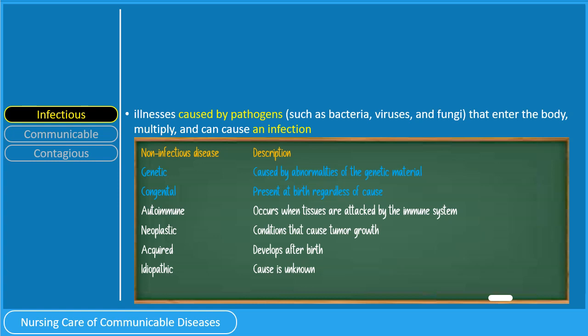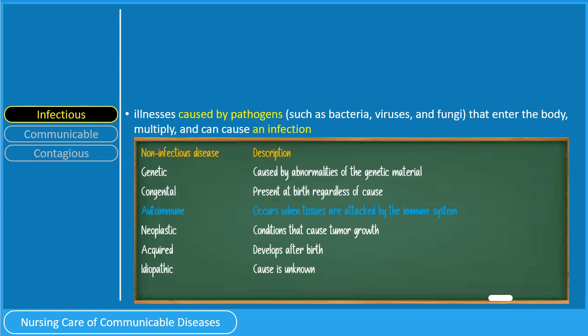Diseases are said to be genetic when they are caused by abnormalities of the genetic material. Autoimmune diseases occur when the body cannot recognize self from non-self and tissues are attacked by the immune system. Conditions that cause tumor growth are termed neoplastic. A large proportion of diseases actually do not have known cause. In this case, they are referred to as idiopathic.